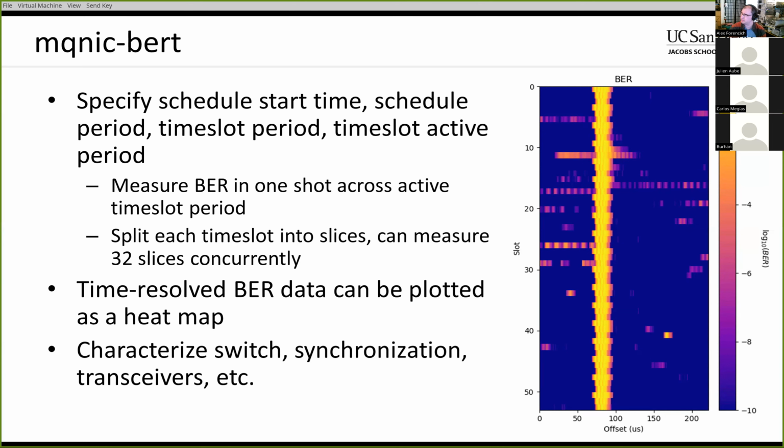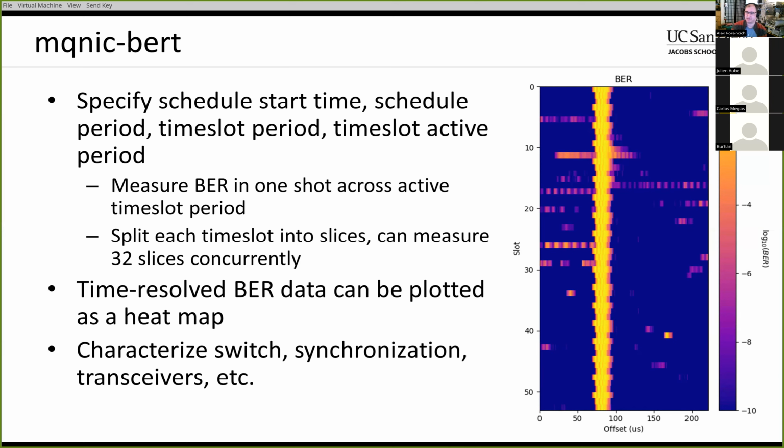Actually, you might be able to do more than 32. It's dependent on the size of the internal RAM and the number of time slots that you're using. But I think you can do more than 32, depending on how many time slots you have in the schedule. And then the time resolved BER data, it dumps it out as a CSV file, but you can plot that as a heat map or as a time series if you want.